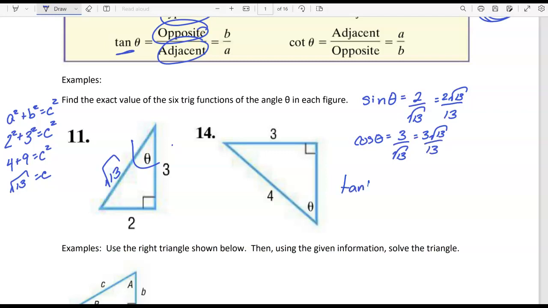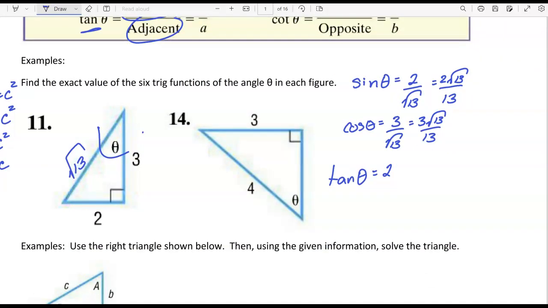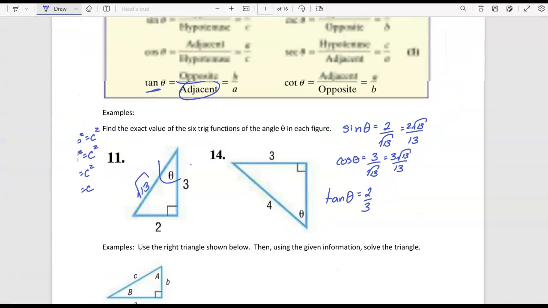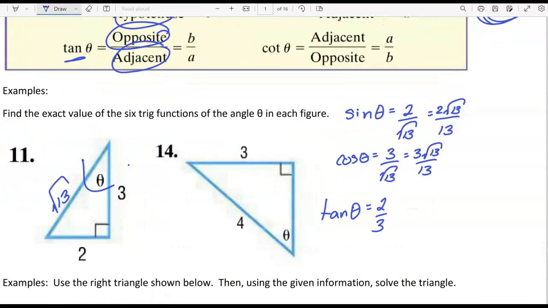And then tangent is opposite over adjacent. So we're going to have 2 over 3. And now that we know those, we can find the other 3. So we can find cosecant.